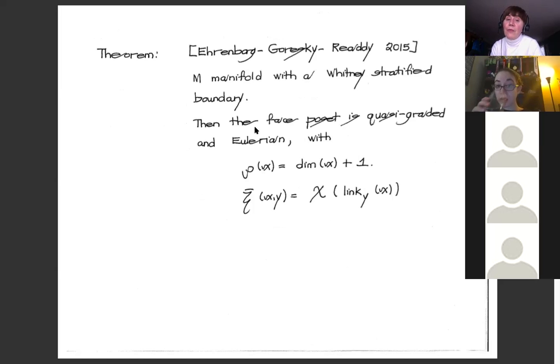is that when you have a Whitney stratified boundary of a manifold, the face poset is quasi-graded. It's this generalized Eulerian, and if we arrange elements by their dimension and we do a certain computation, we weight chains according to this length, things work out.